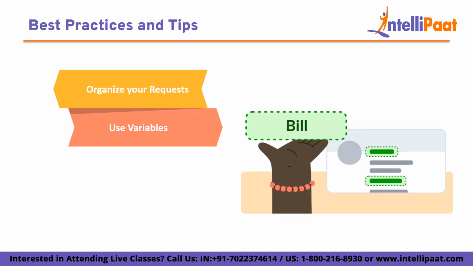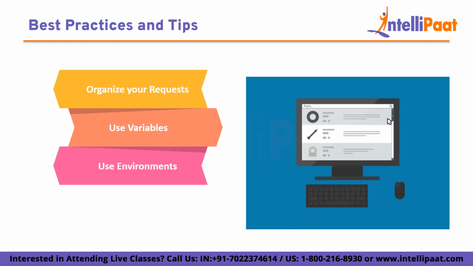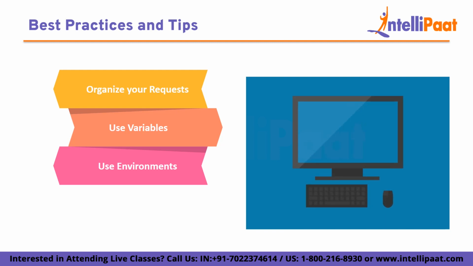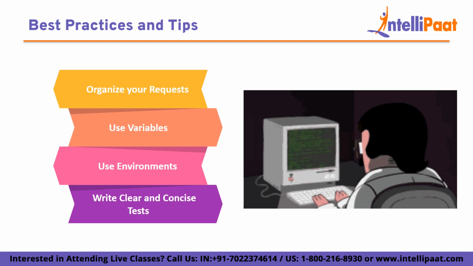Next is using variables. Use variables to store values that are used across multiple requests, such as authentication tokens or API keys. This can save time and make it easier to update values across multiple requests. Using environments. One must use environments to manage variables for different environments such as development, testing, and production. This can help ensure that API requests use the correct values for each environment.